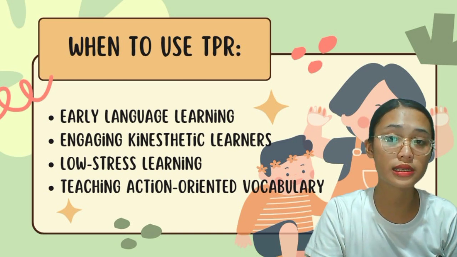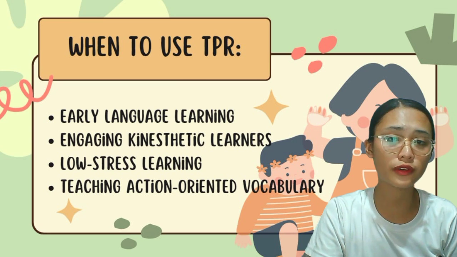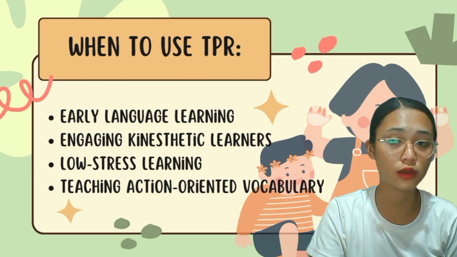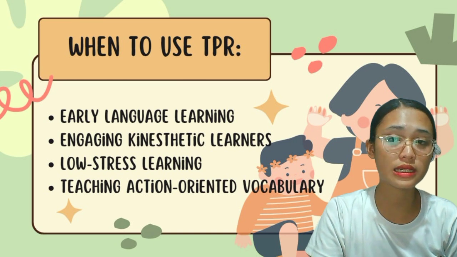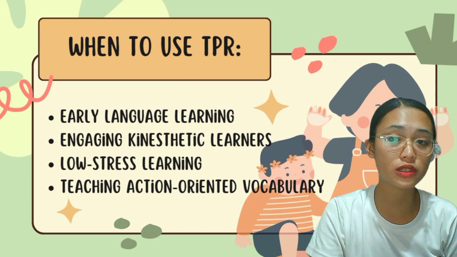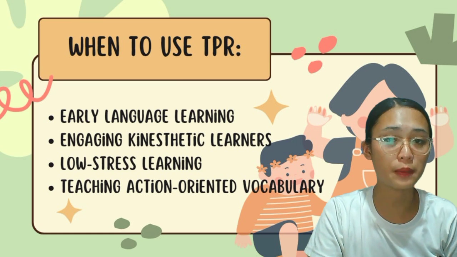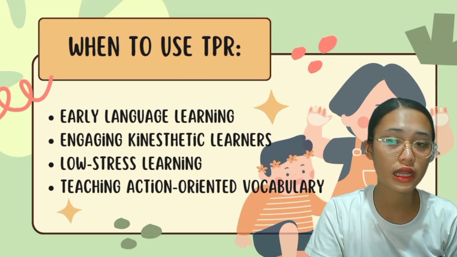And the last one is teaching action-oriented vocabulary. It is useful for teaching verbs, prepositions, and other words that can be easily associated with physical actions. For example, sit, stand, open, and close. For example, the teacher says open the door and then opens the door. The students watch and copy. By seeing the action, they understand the meaning of open the door.